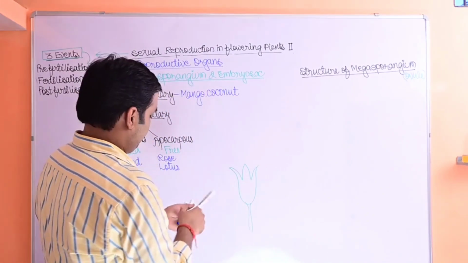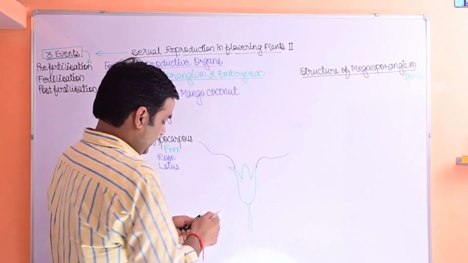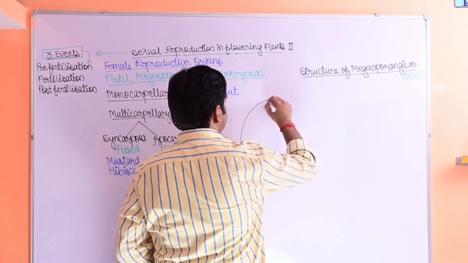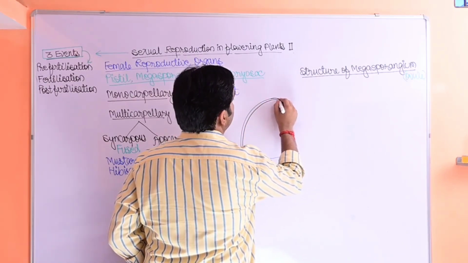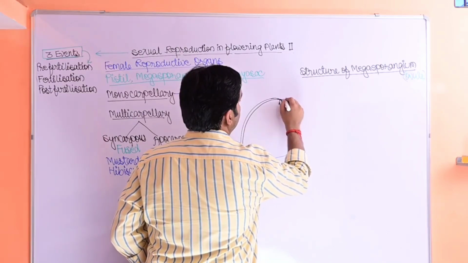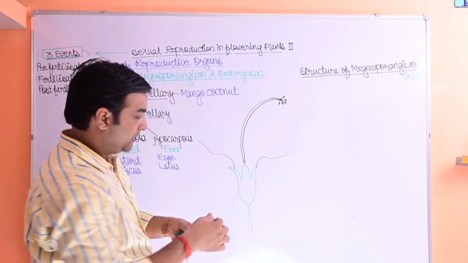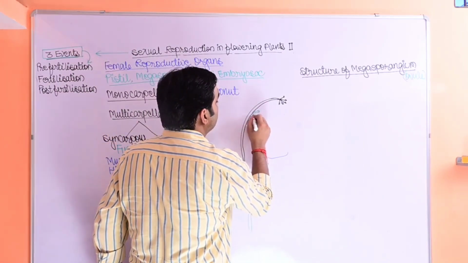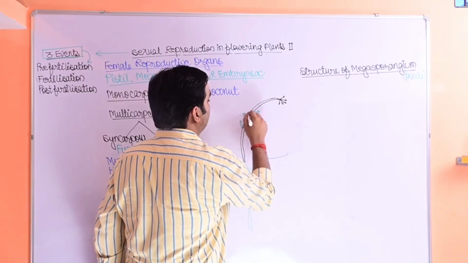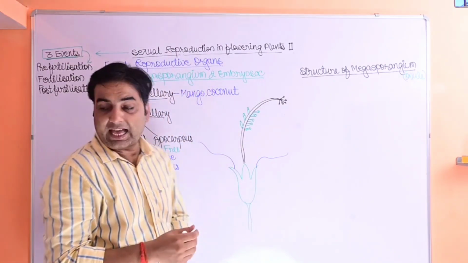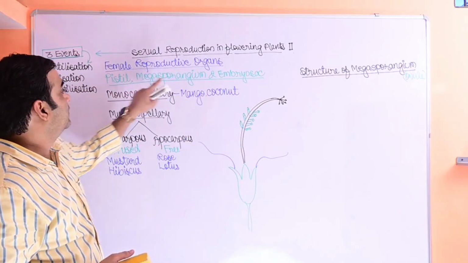If we draw a flower, this is a bisexual flower in which both the sex organs are present, and in the center of this structure a very long cylindrical structure is present, like this. This was called the female reproductive system, and over which some structures were looking like this. This was called the male reproductive organ, that is stamen. So here we have to talk about the structure of the female reproductive organ in the flowering plant.